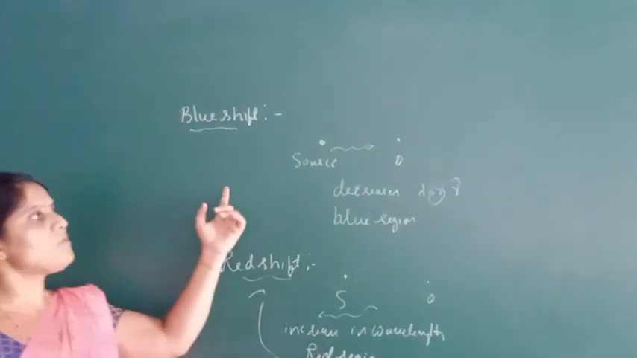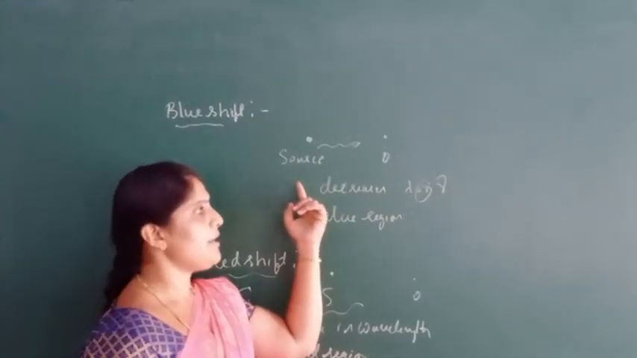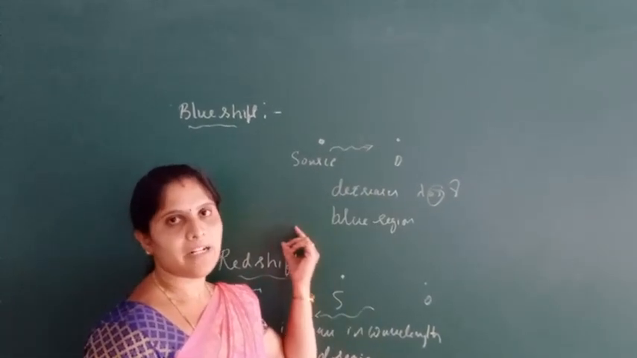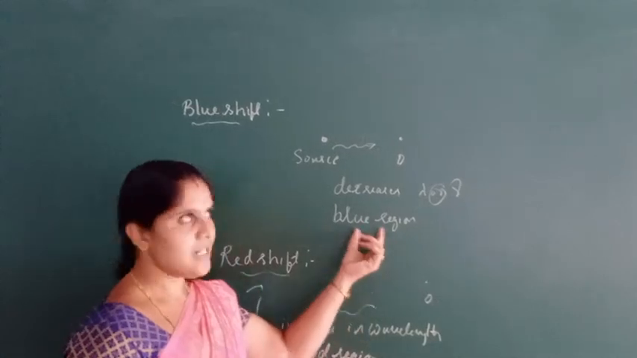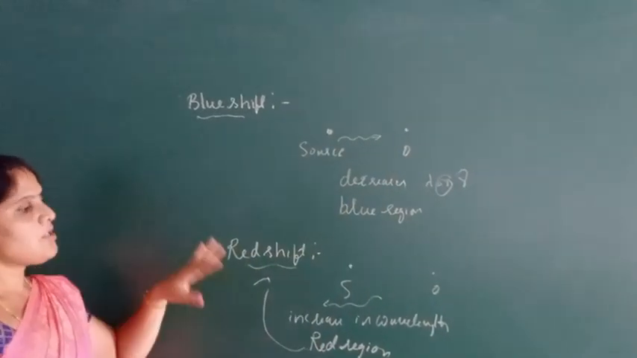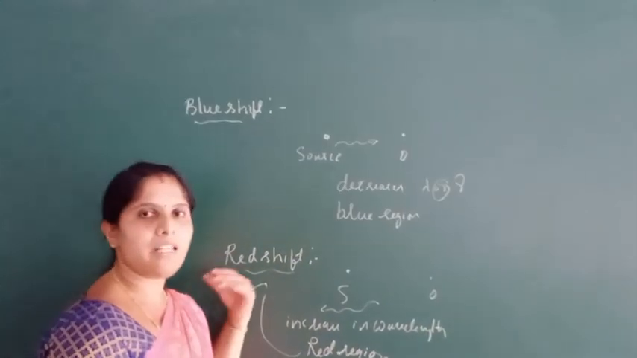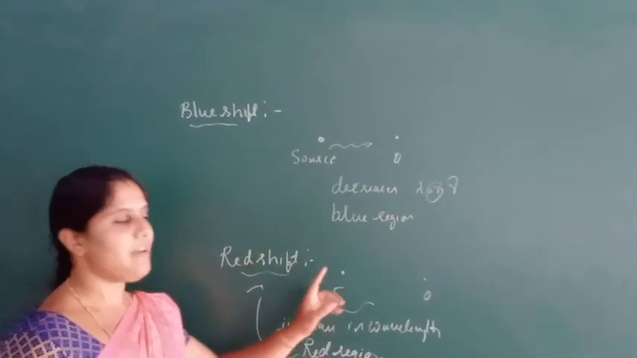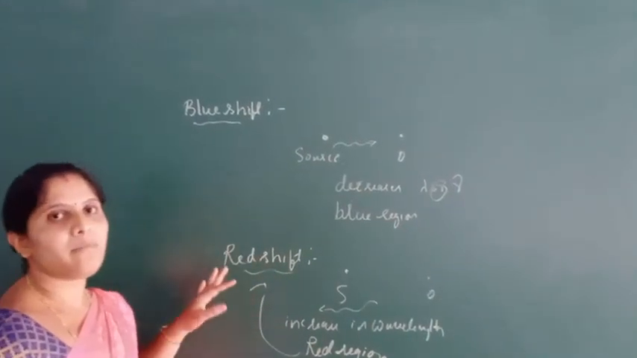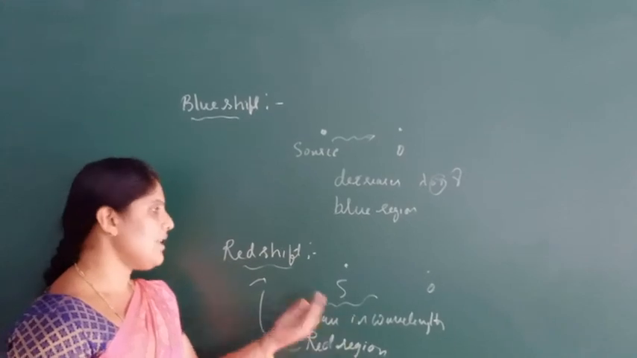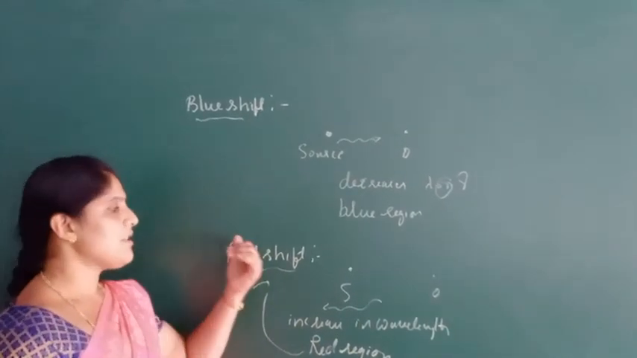When the source moves towards the observer, there is an apparent decrease in wavelength. Therefore, the spectrum of the light is shifted towards the blue region, and it is known as blue shift. When the source moves away from the observer, there is an apparent increase in the wavelength of the light. Therefore, the spectrum of the light is shifted towards the red region, and it is known as red shift.